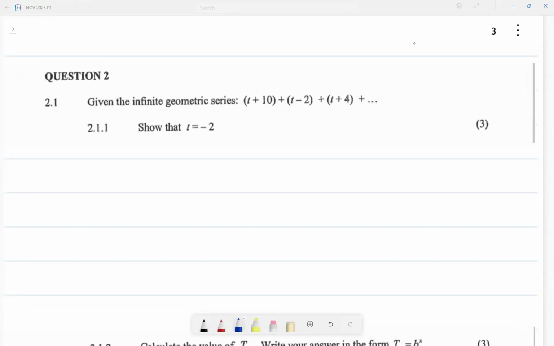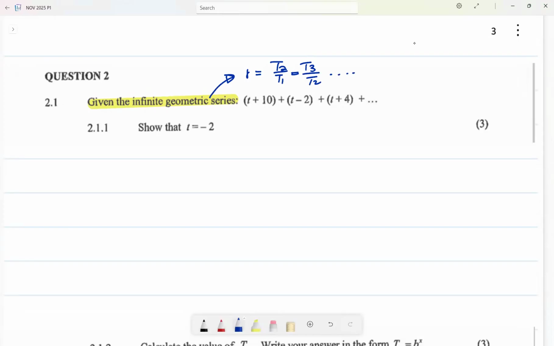Okay, question 2.1: given the infinite geometric series, 10 + t, t - 2, and so on, show that t is equal to -2. Remember, what we know about geometric series is that r is t2 divided by t1, which is still equal to t3 divided by t2. So how can I show that?